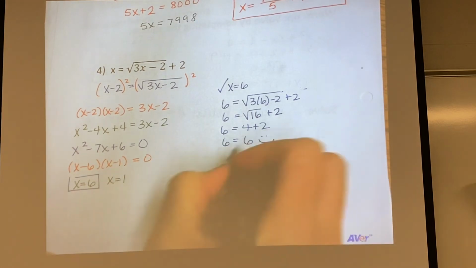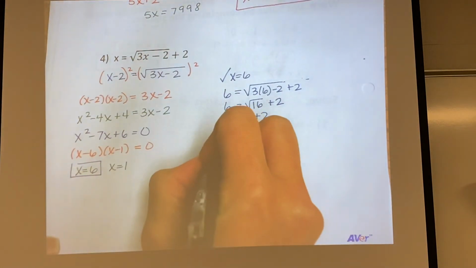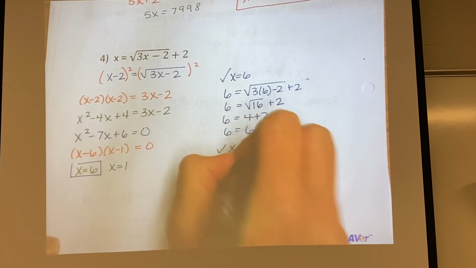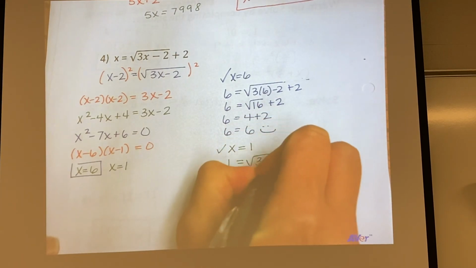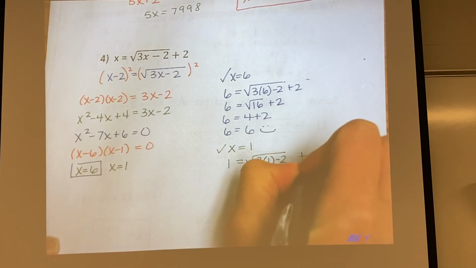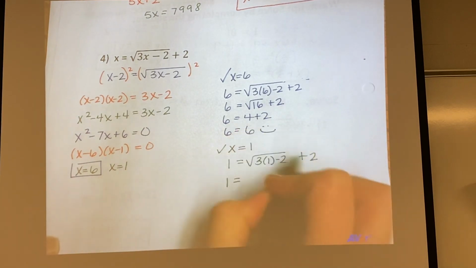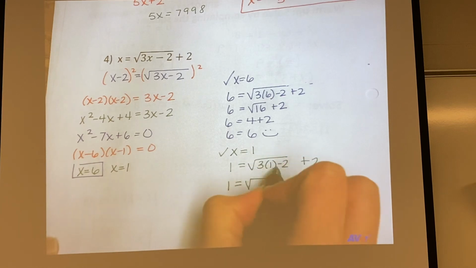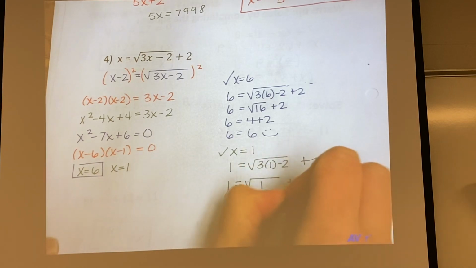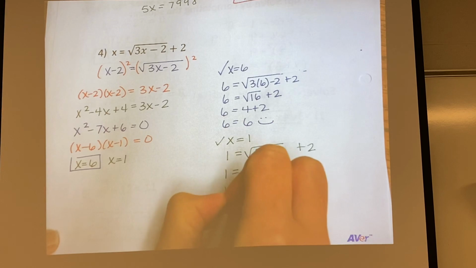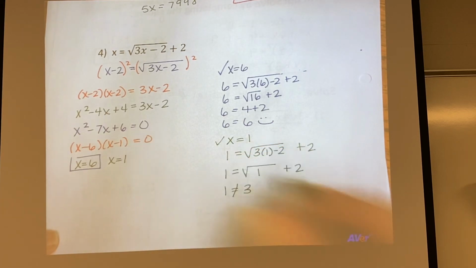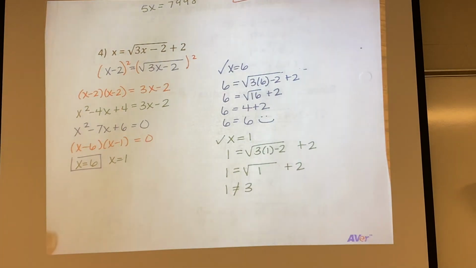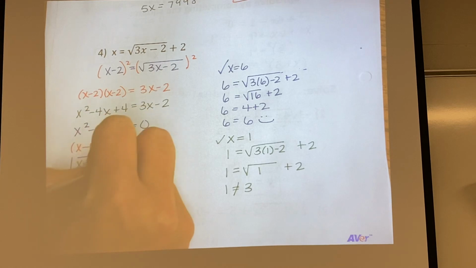But now we need to try x equals 1. Substitute 1 in for all the x's. 3 times 1 minus 2, plus 2 on the outside. 1 equals square root of, let's see, 3 minus 2 is 1. All right, so square root of 1 is 1. 1 plus 2, though, is 3. Obviously, 1 does not equal 3, so that means that x equals 1 is extraneous.